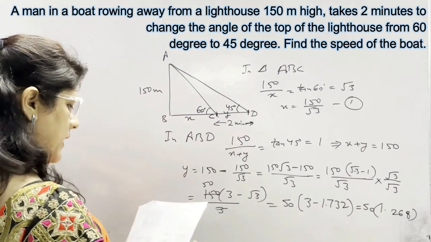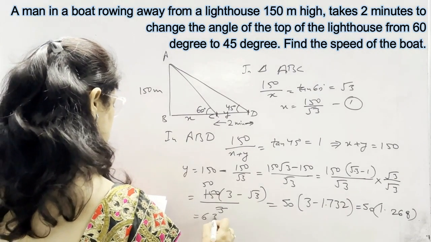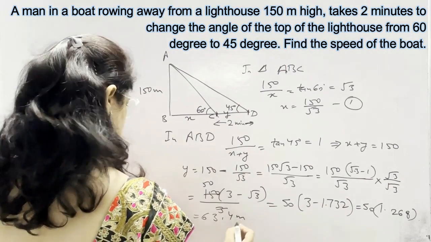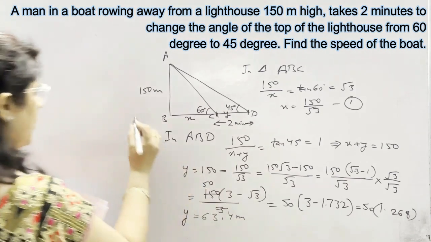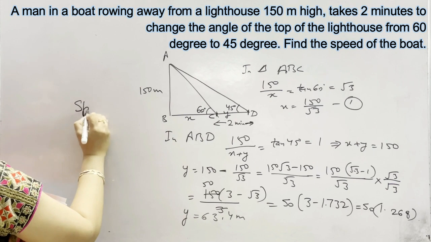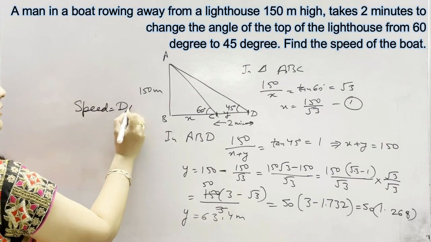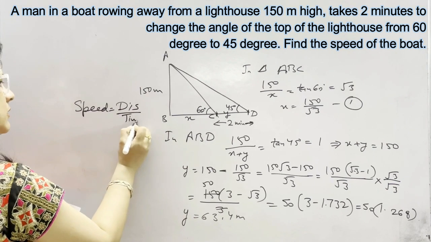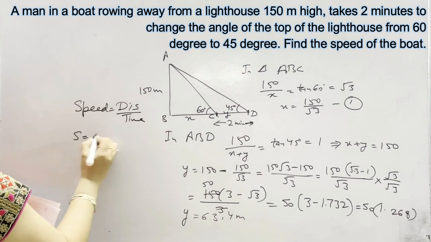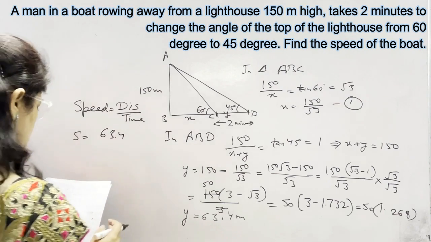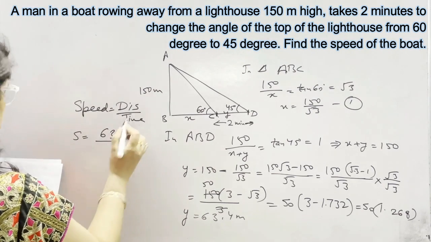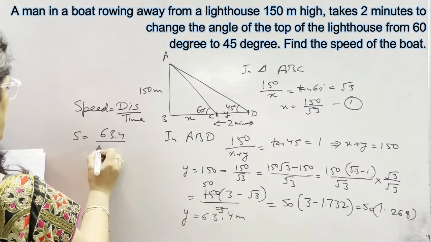After multiplying, we will get 63.4 meter. So, this is the distance y. Now, we need to calculate the speed. So, speed is equal to distance upon time. Speed is equal to distance we have calculated, 63.4 meter. And time given in the question is 2 minutes.